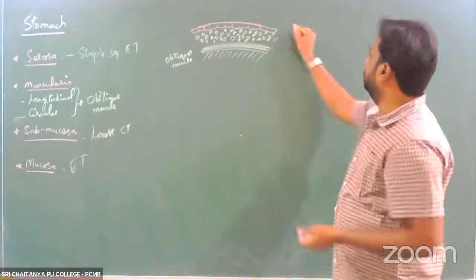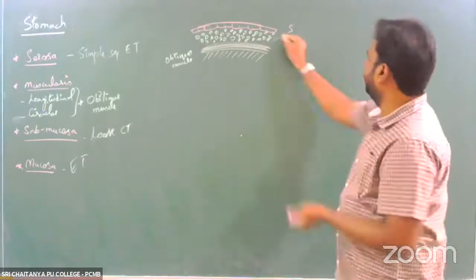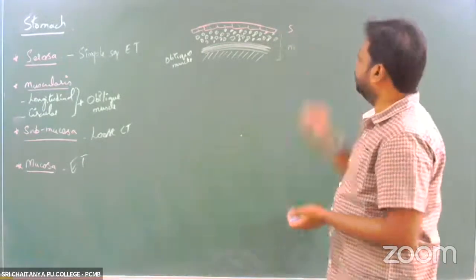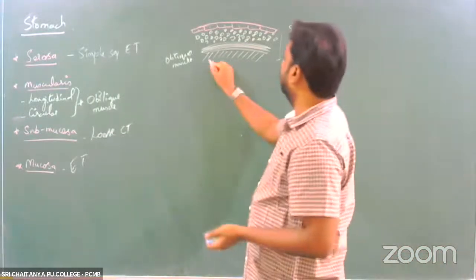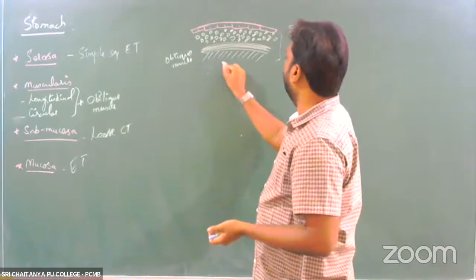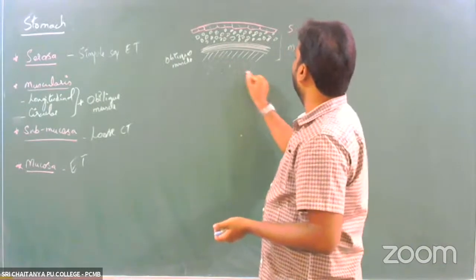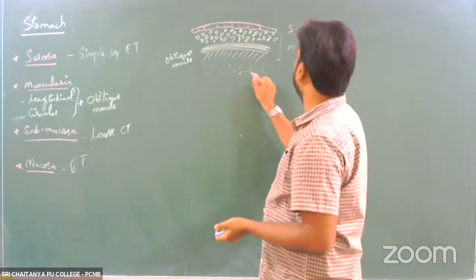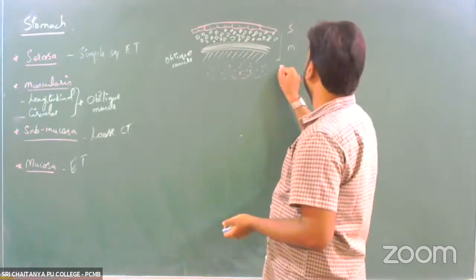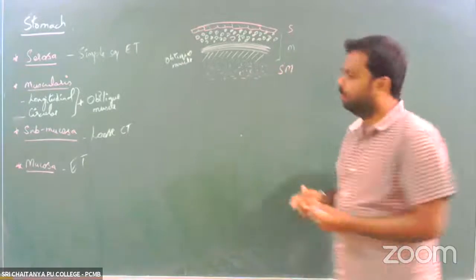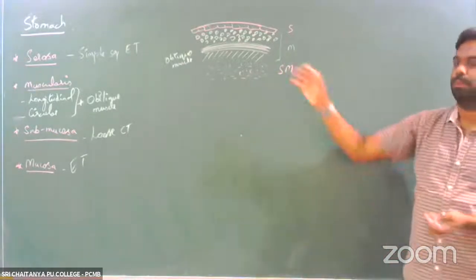So this is the serosa, and this entire region here would be the muscularis. Then followed by that, we would have the submucosa, which is nothing but a loose connective tissue. All this would be the submucosa, the loose connective tissue that is present. And followed by the submucosa, we would have the mucosal region.